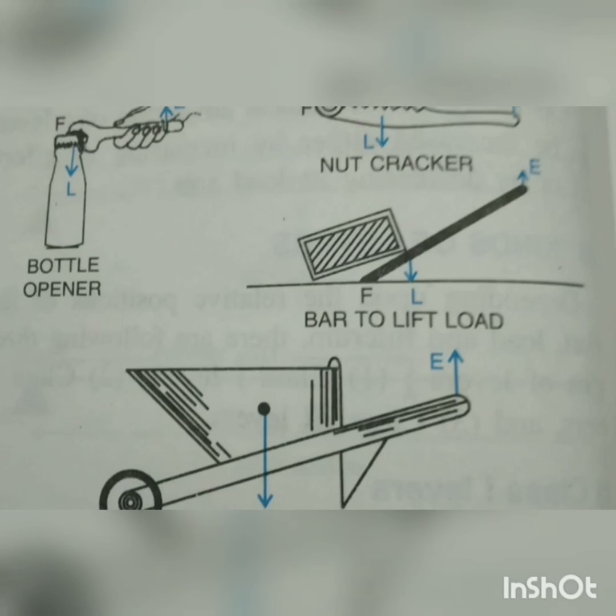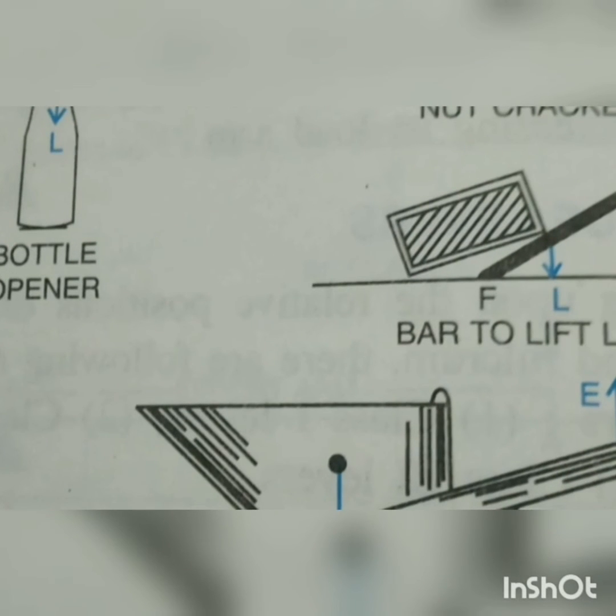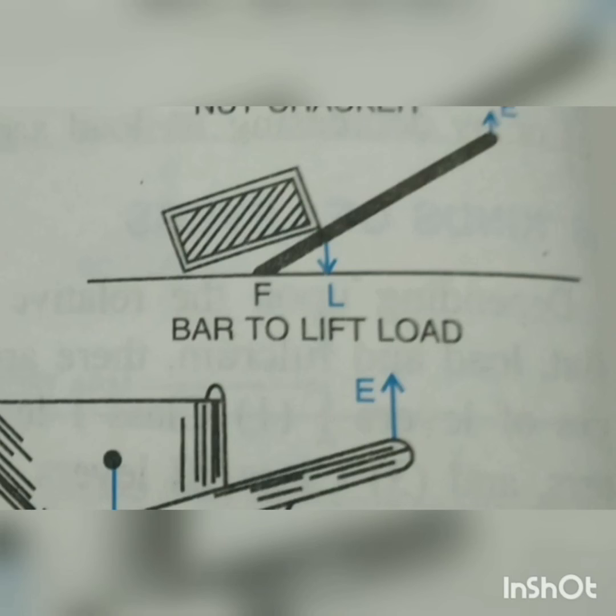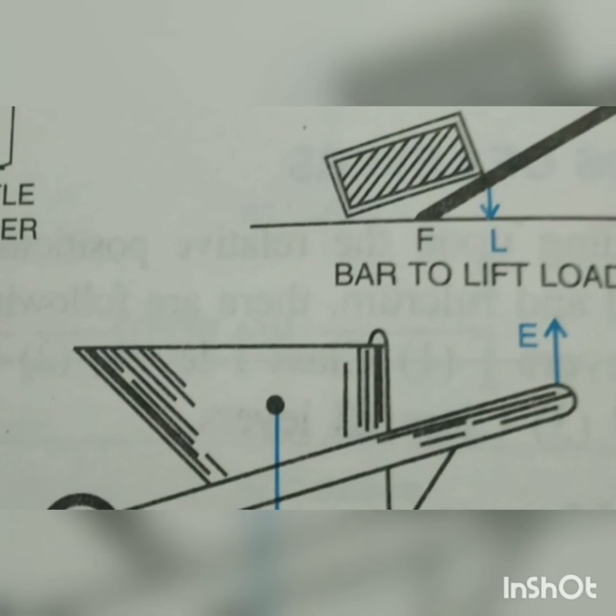Okay, in nutcracker you see that the fulcrum is at one end, load is in between, and effort is at the other end. So load arm is less than the effort arm. Then the effort arm is greater than the load arm. The same in wheelbarrow. Fulcrum is at one end, effort is at the last end, and load is between. Then the effort arm is greater than the load arm. So MA is greater than 1, and that is a force multiplier.